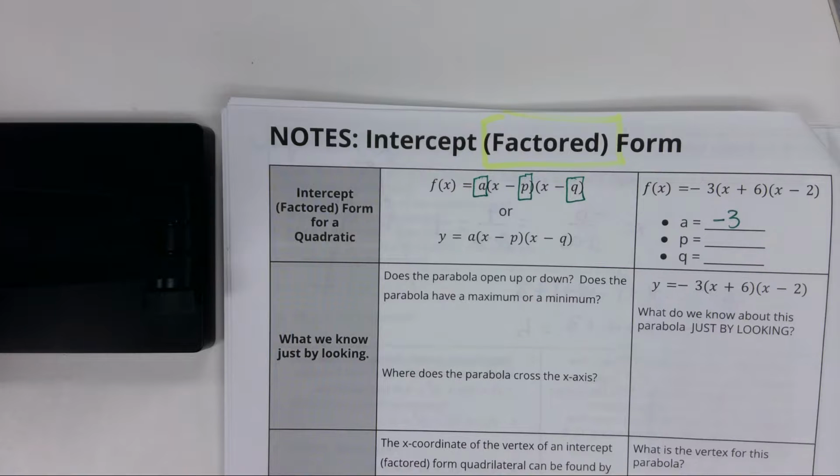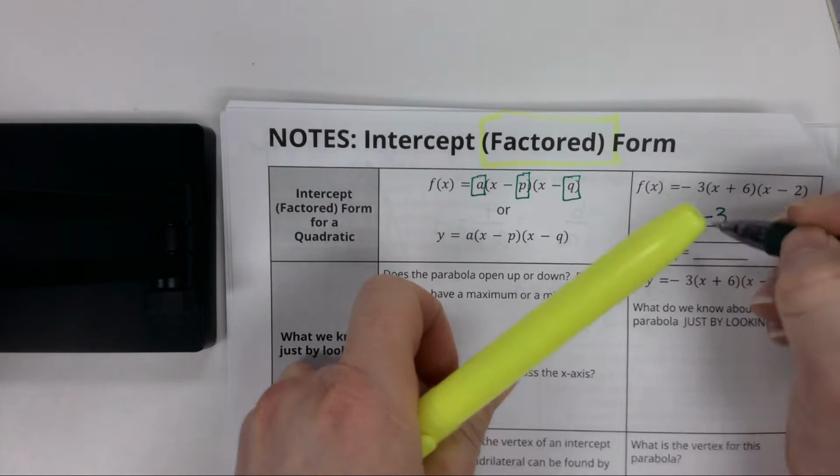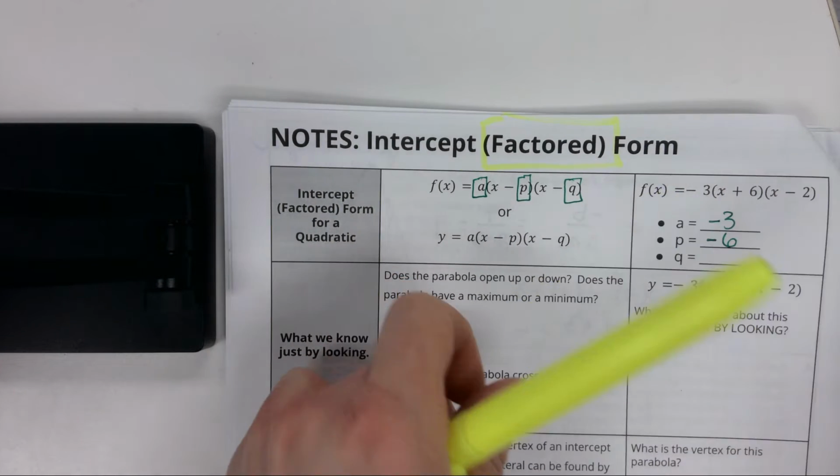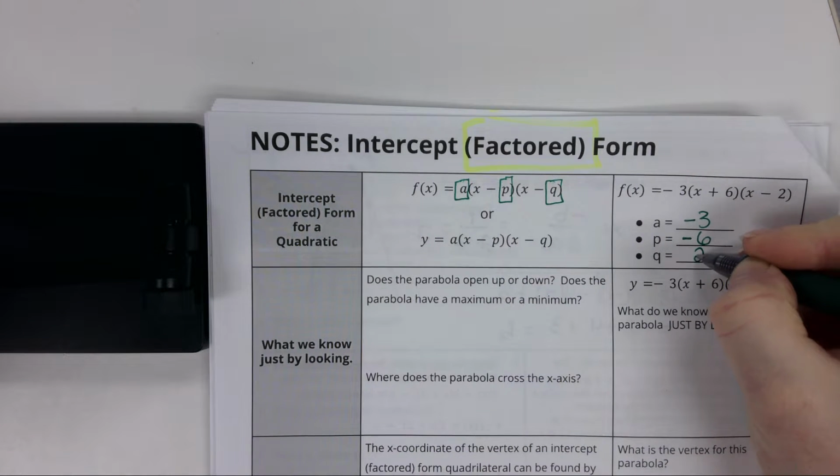All right, now we want to be careful. Remember how in vertex form x was a liar? This is the same deal. So I see x plus 6. That means that this p is -6. X minus 2, okay, that means that is 2.